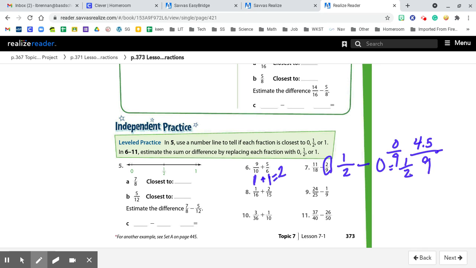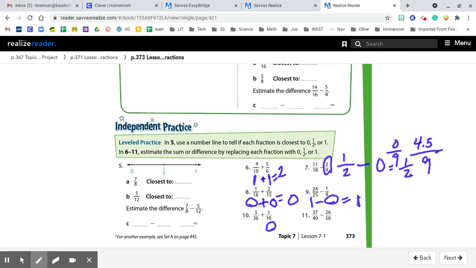For number 8, 1/16. Anytime you see a unit fraction, it's closer to 0. Closer to 0. Those are easy. 2/5, 2/15. Halfway for fifteenths, in the middle of 15, would be 7.5. So 2/15 is closer to 0. So that one's going to equal 0. 24/25 is very close to 1. 1 minus 0 is 1.